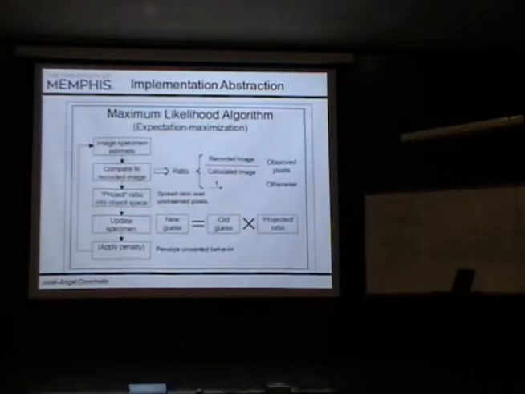And then I project this ratio into the object space. I update my result. If there are constraints or penalties that I know about the size of the object or the value of the object, I apply them here, and then I iterate again. They're called penalties because we penalize unwanted behavior in the solutions.